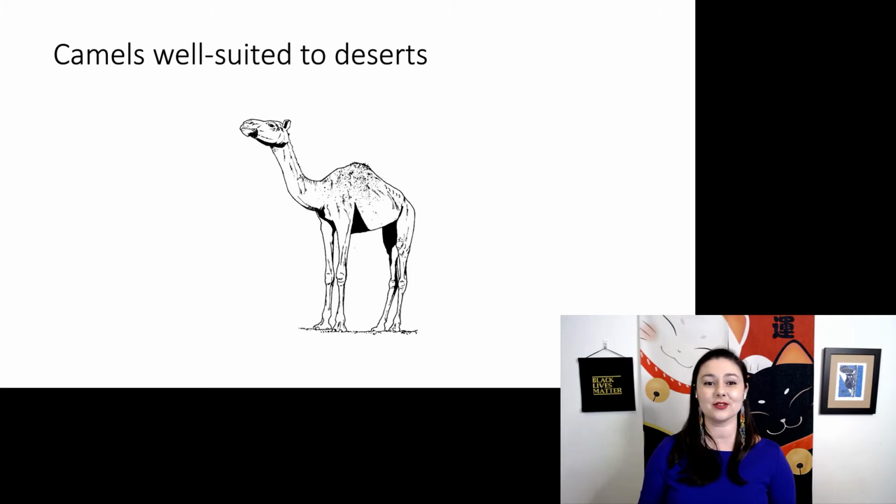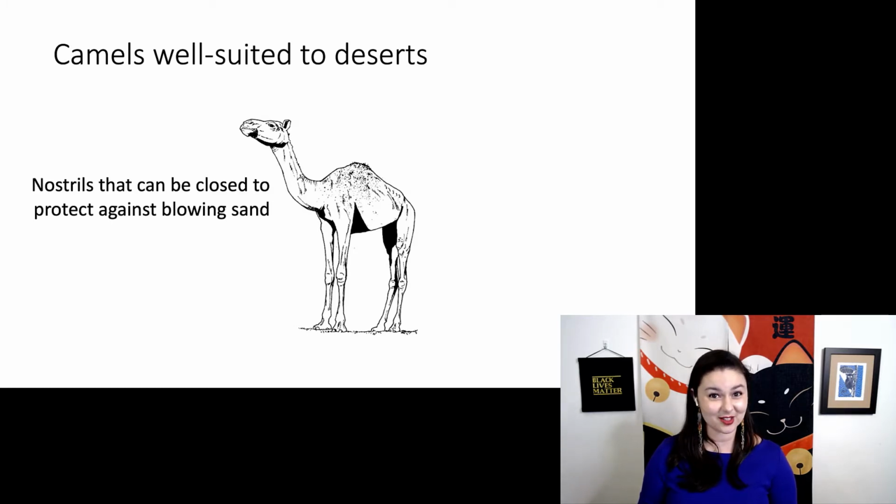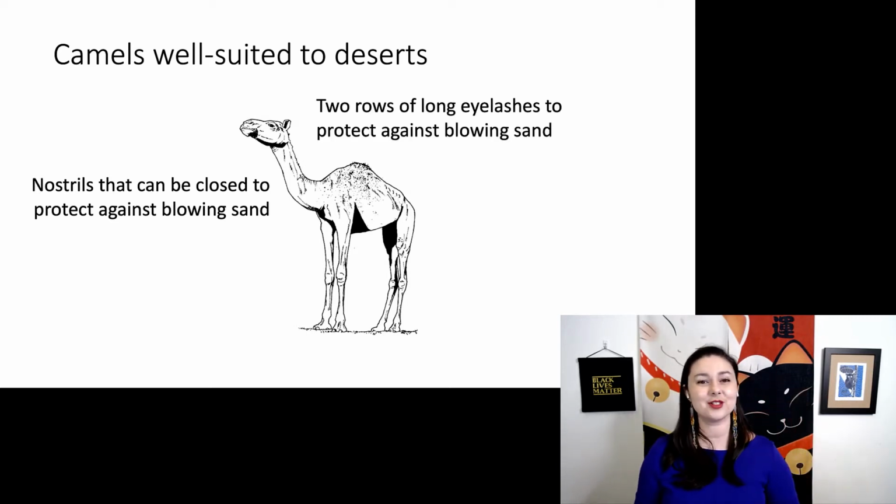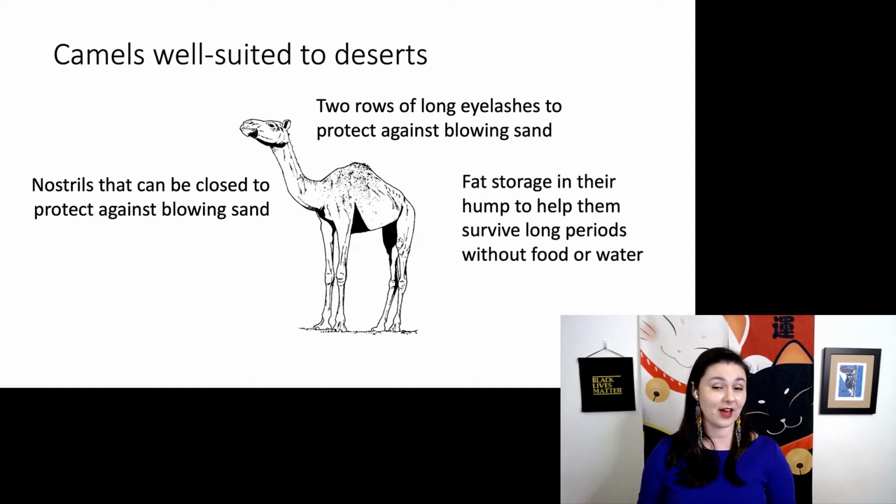First, let's look at camels. Camels are, in general, really well suited to living in a desert. Deserts are hot, there's not much water, and really they're just unpleasant places to be. They can actually close their nostrils to protect them from sand getting in. And they have 2 rows of eyelashes to protect their eyes from sand as well. They have fat storage in their hump to help them survive really long periods of time without food or water. Humans are pretty pathetic on that scale. If you don't get water in about 3 days, you're going to die.